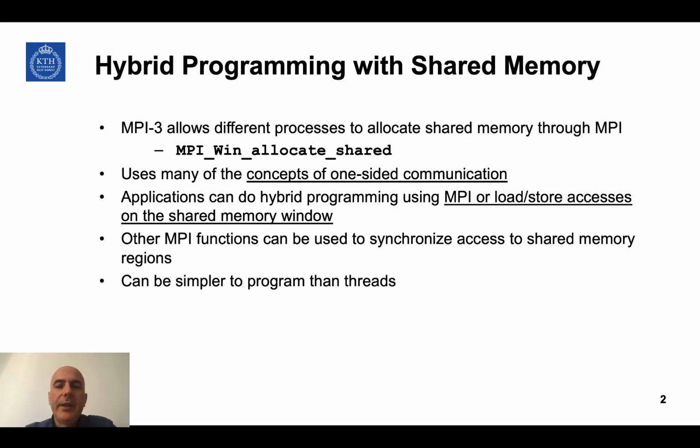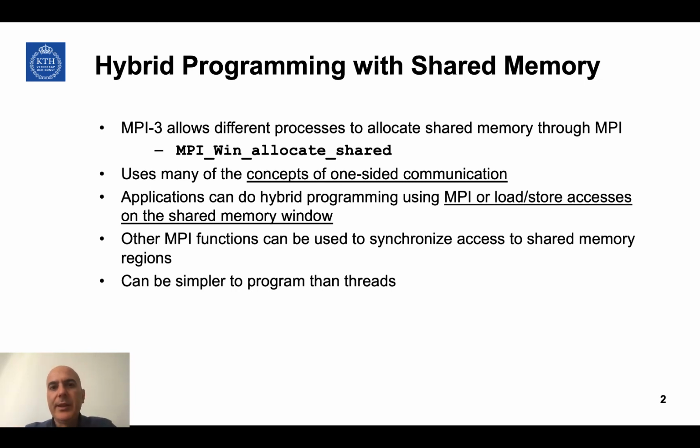Very recently, MPI 3 allows different processes to allocate shared memory through the MPI interface. So we can use MPI_Win_allocate_shared to allocate shared memory. The way to do that is basically to make a window and declare that it is shared between the processes. So these shared windows will basically map to the shared memory of the computing node.